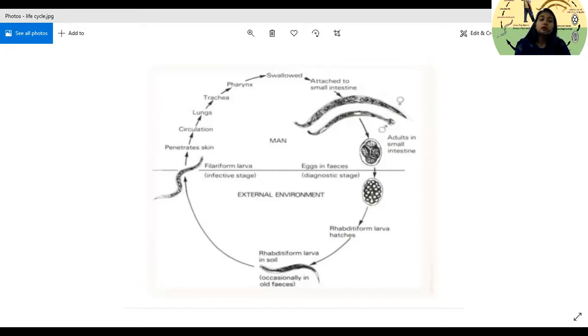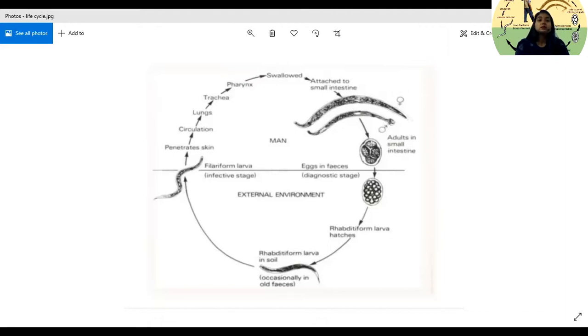On entering the esophagus, a third molting takes place and a terminal buccal capsule is formed. Stage five: localization and laying of eggs.